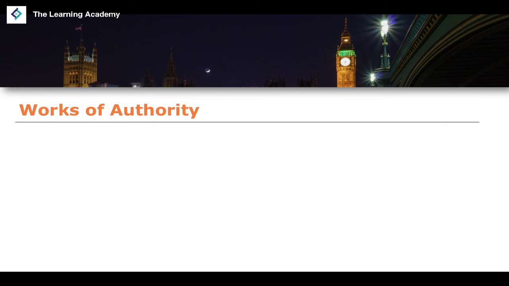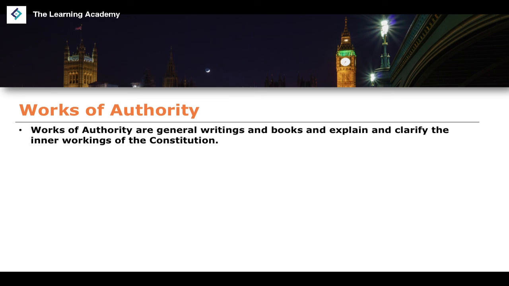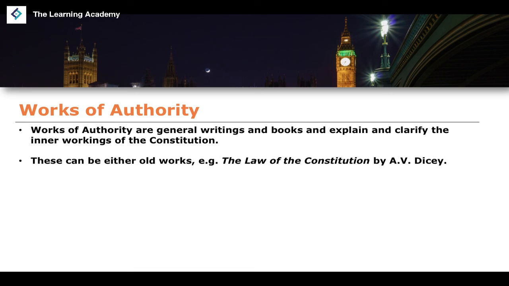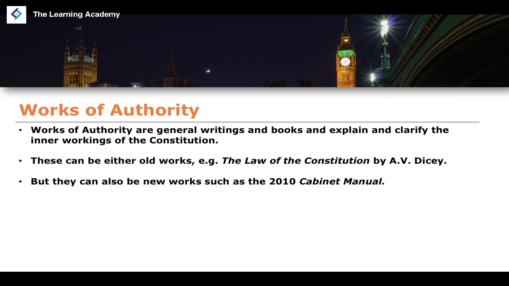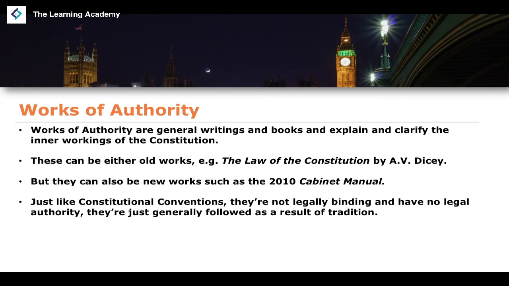The final source of the UK Constitution refers to works of authority. Now, works of authority are general writings and books that explain and clarify the inner workings of certain aspects of the UK Constitution. There can be old works, like for example A.V. Dicey's The Law of the Constitution, which was published in the 1800s, or there could be newer works, such as the 2010 Cabinet Manual.